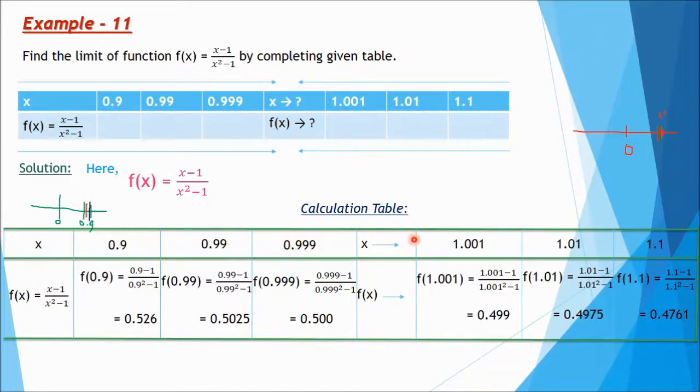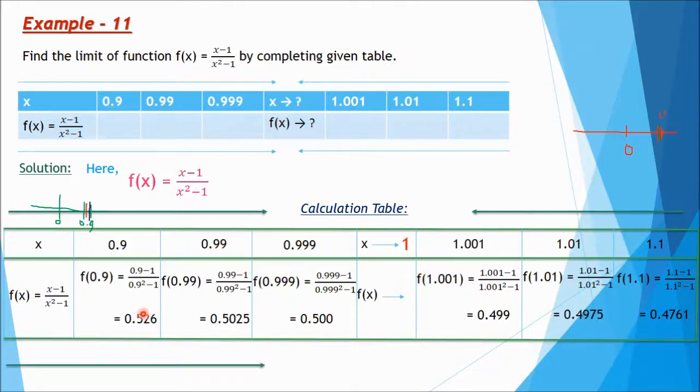Now you can see x from both sides is approaching towards a fixed value. From the left side and from the right side, you can see the arrow, it's approaching towards 1. If we round it up, from both sides we get the same value, that is 1. And f(x) from the left side and from the right side is approaching towards a fixed value: 0.47, 0.49, 0.499. If we come even closer, we get a value of 0.5. From left and right, we are converging towards a single value, 0.5.